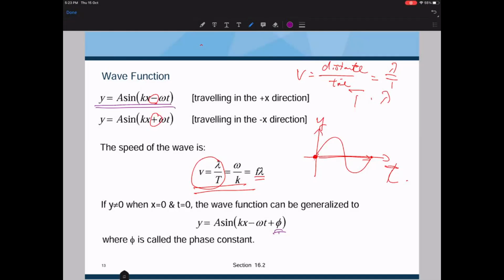If you need to adjust it from the zero point to the maximum point, you just make it equal to pi over 2, for example. Then when x equals 0, t equals 0, y is equal to A sine pi over 2, which is the maximum value. Then your graph would look something like this. So that is the idea of having the phase term. And this phase term should not change because it just helps you adjust the initial condition.